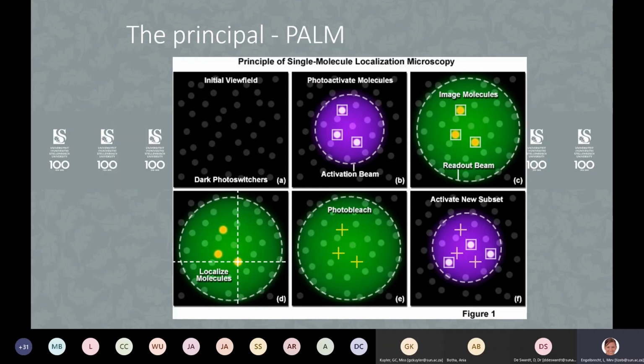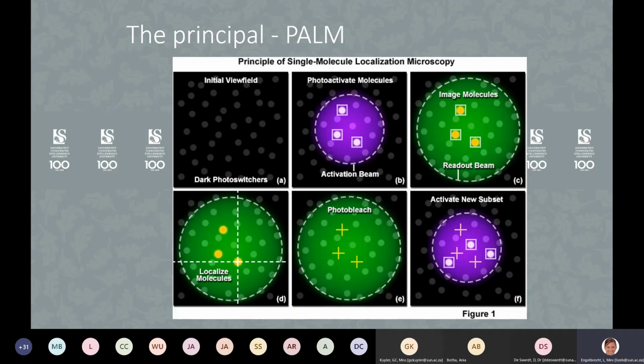Here you start with dark. None of the molecules have fluorescence at all. If you use UV light or 405 nanometer light at a very, very low intensity, you can only activate some of these fluorophores. It's very important that your laser must be low. It should not be higher, otherwise you will switch on all of the fluorophores in this area.